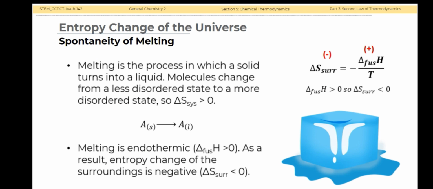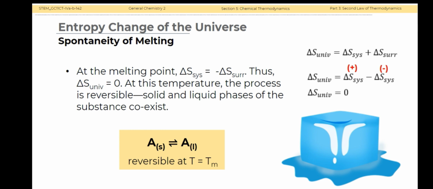Melting. Melting is the process in which a solid turns into liquid. Molecules change from a less disordered state to a more disordered state, so entropy change of the system is greater than 0. Melting is endothermic, so enthalpy of fusion is greater than 0. As a result, entropy change of the surroundings is negative.